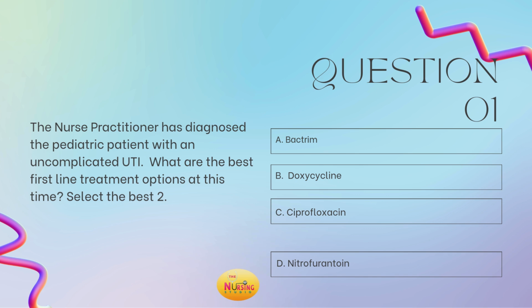All right, so question number one for today. The nurse practitioner has diagnosed the pediatric patient with an uncomplicated UTI. What are the best first line treatment options at this time? Select the best two. Is it A, Bactrim, B, doxycycline, C, ciprofloxacin, or D, nitrofurantoin? Take a moment and tell me what you got in the comments, you guys.